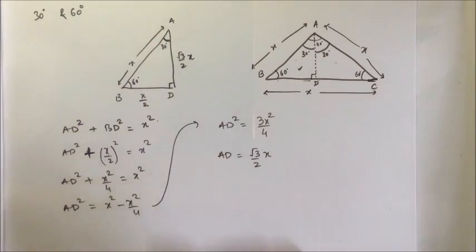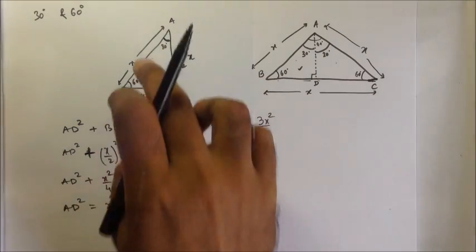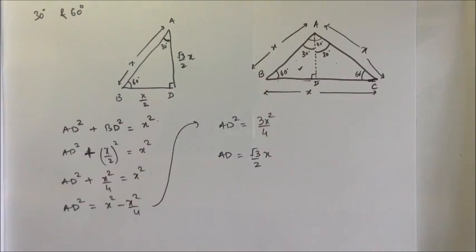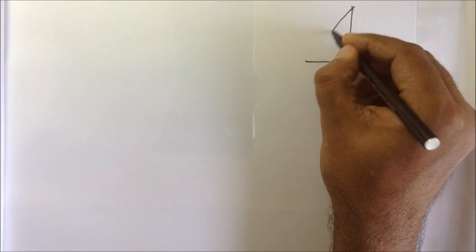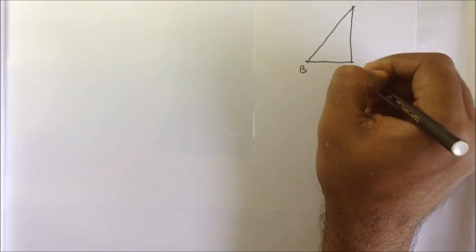So I'll pick this triangle once again, and using this triangle I'll be able to find trigonometric ratios of both 30 degree and 60 degree. So I'll make this triangle once again. So the triangle was BDA.